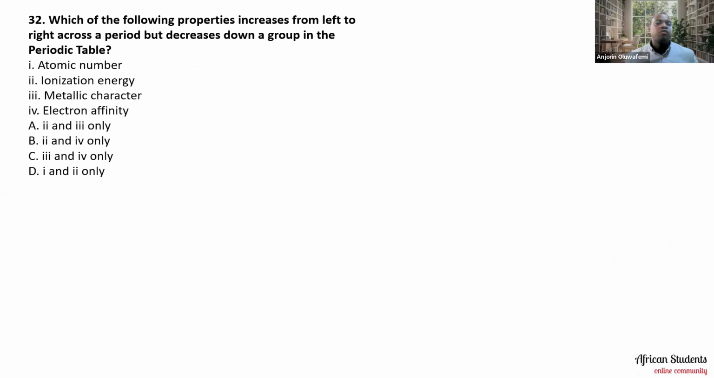All right. Which of the following properties increases from left to right across a period, but decreases down a group in the periodic table? Is it atomic number? Is it ionization energy? Is it metallic character? Is it electron affinity? The options are: 2 and 3 only, 2 and 4 only, 3 and 4 only, 1 and 2 only. This was just about trends on the periodic table. Let me know what you feel the right option is in the comment section, please, while I move along and tell you that the answer to this one is B, 2 and 4 only.